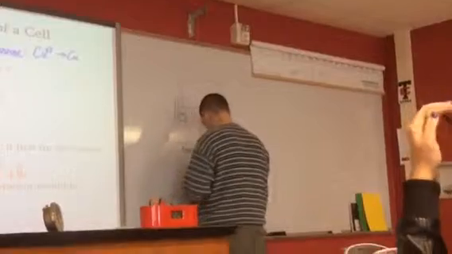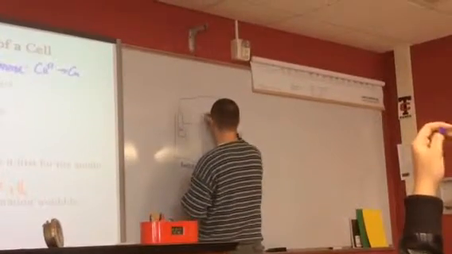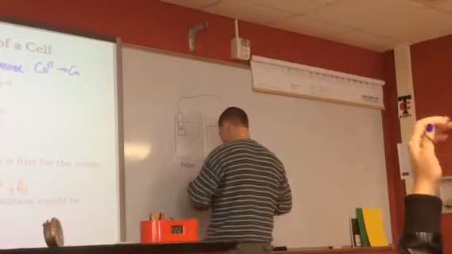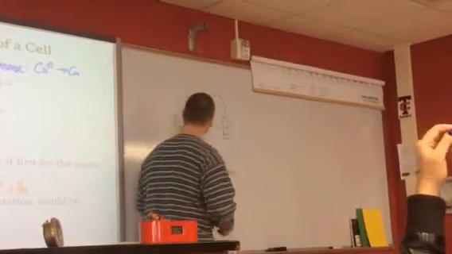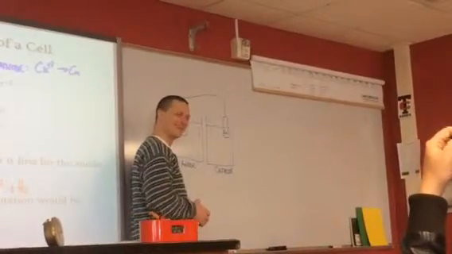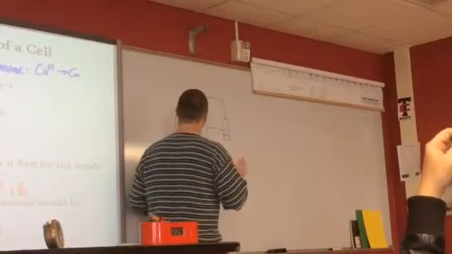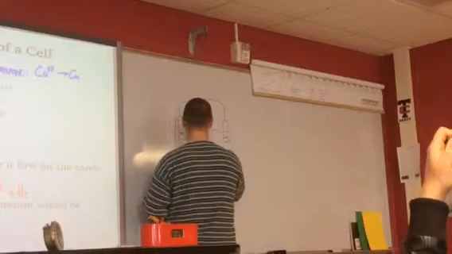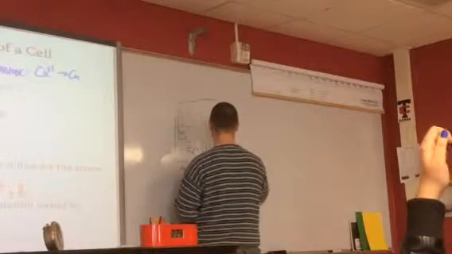I'll use a different color for the salt bridge. On paper, it's great. It's just in reality, it's difficult. Okay. Now, in this solution, there's going to be Fe plus 2. In this solution, there's going to be Cu plus 2.